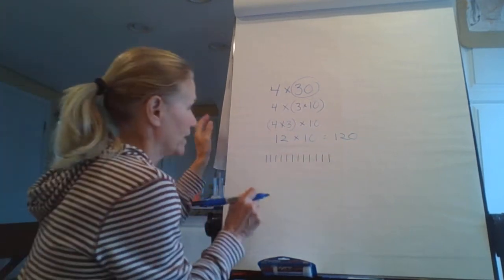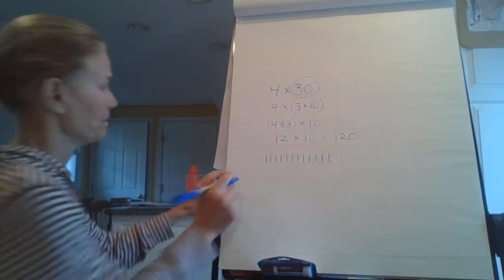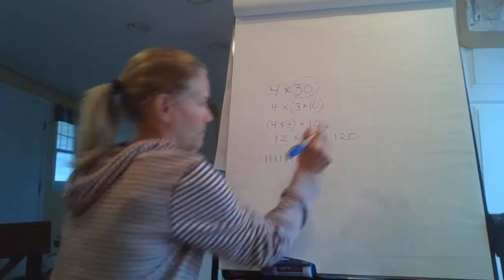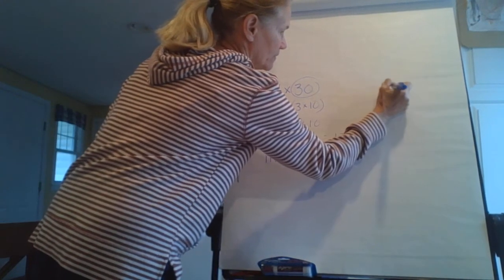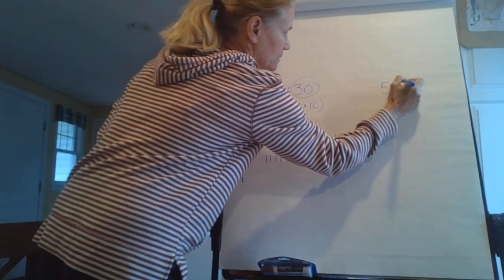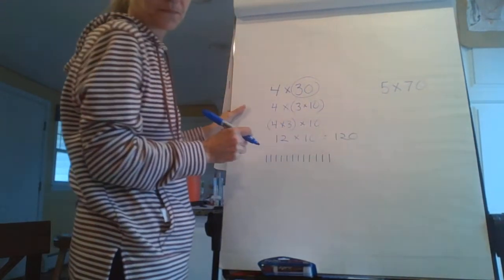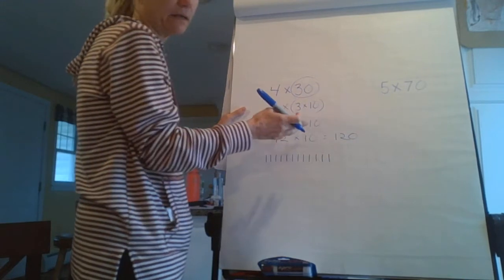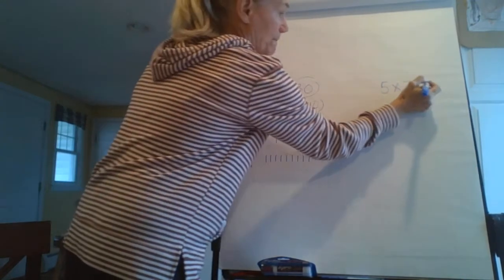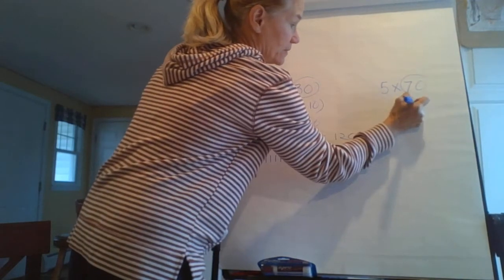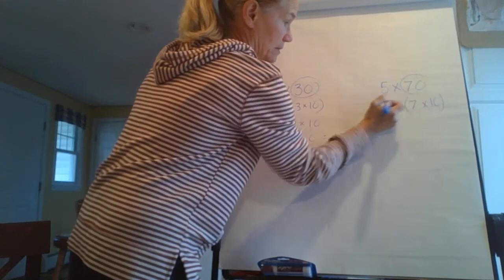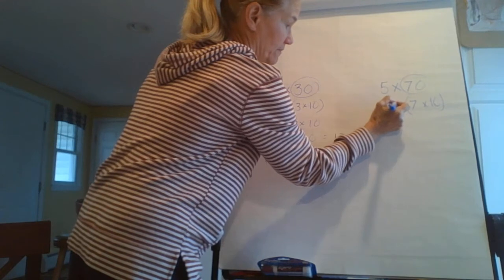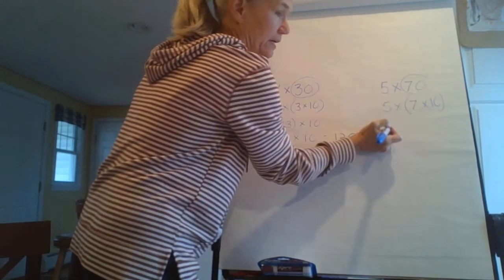If we take a look at one more, and then we're going to do a word problem. How about if I do 5 times 70? Now again, I'm going to think multiple of 10. So that's 7 times 10. I still have my 5 factor. 5 times 7 times 10.